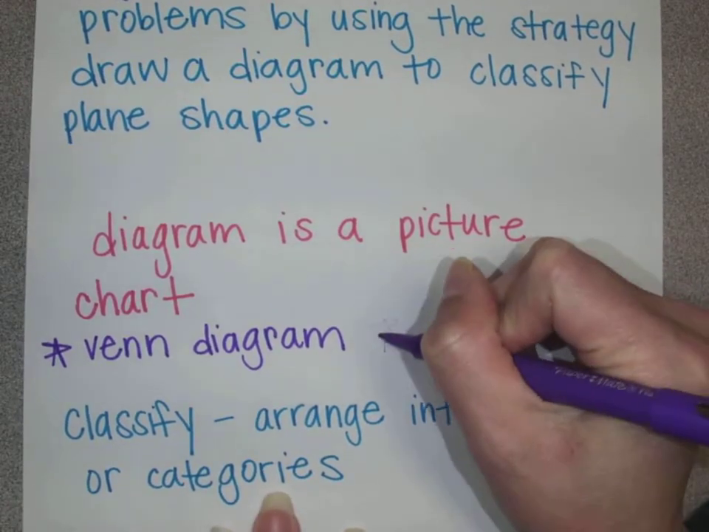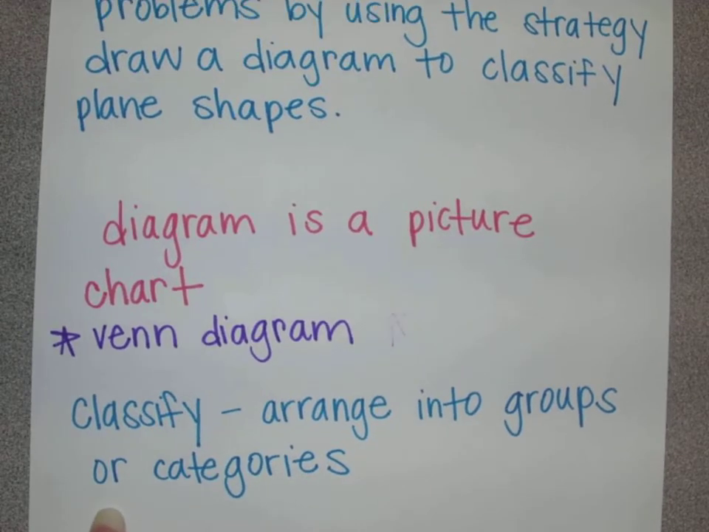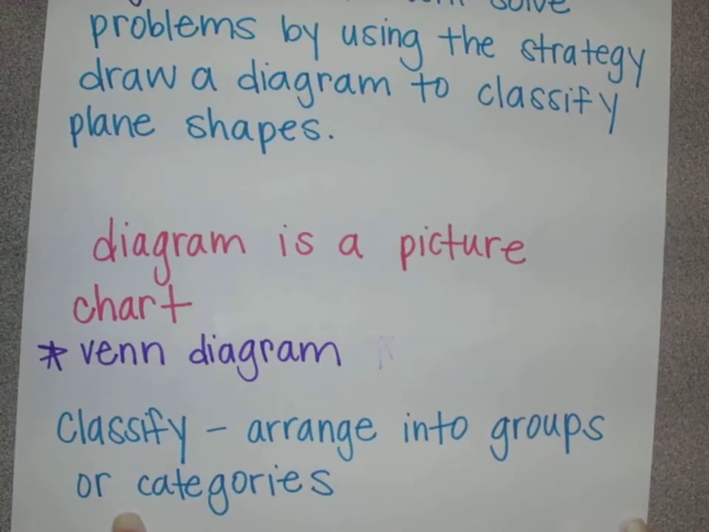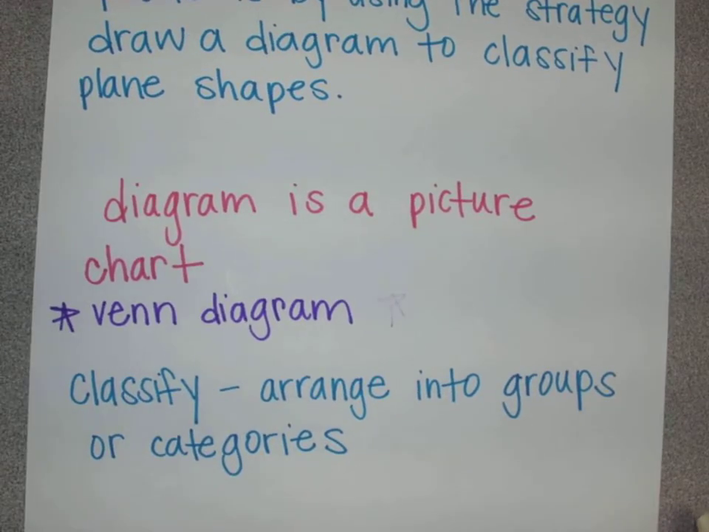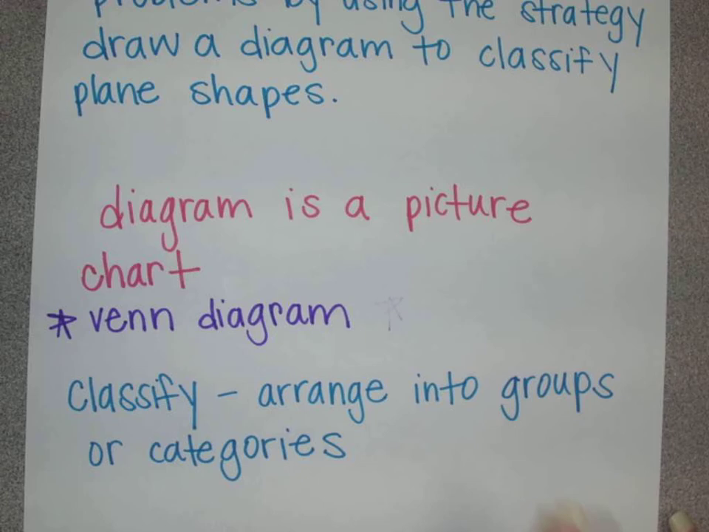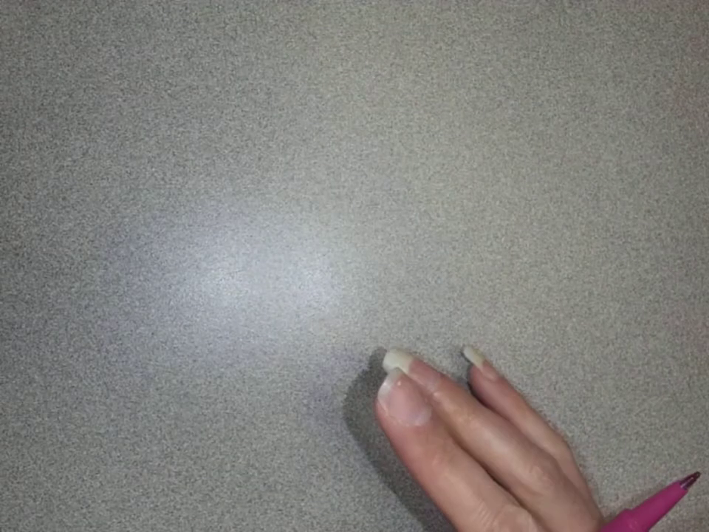But again, today we're going to use something called a Venn diagram, which you definitely have heard before when you were learning reading skills, especially using Venn diagrams when you're comparing and contrasting, right? So we're going to use that in math today. And this word classify, we're going to classify plane shapes, specifically quadrilaterals today. Classify, boys and girls, just means to arrange into groups or categories, okay? And we'll talk about that soon.